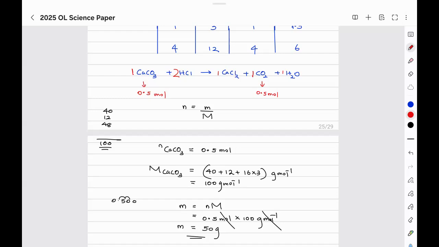So calcium carbonate has 0.5 moles and carbon dioxide has 0.5 moles, but calcium carbonate and carbon dioxide are not the same. They are not the same. Number of moles can be the same. According to the reaction, the calcium carbonate number of moles reacted is the same as the carbon dioxide number of moles produced. That is according to the reaction. Understood? But they are not the same. Only the number of moles are the same.